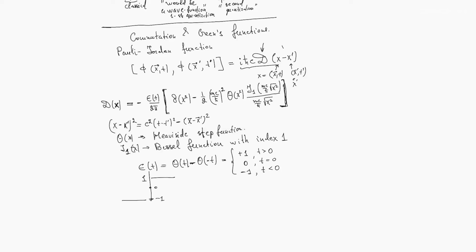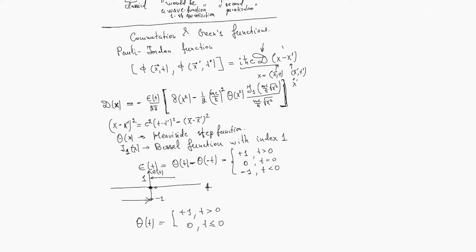So this is epsilon of t, and theta is a standard Heaviside theta function. So theta of t is defined as +1 if t is bigger than 0, and it's 0 if t is less or equal to 0. Okay.